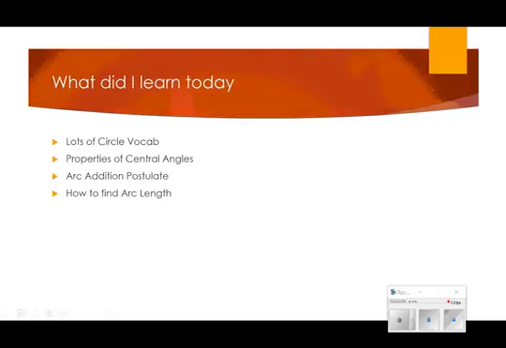All right, so what did I learn today? We had lots of circle vocabulary. We talked about properties of central angles. We talked about the arc addition postulate, and we talked about how to find arc length.